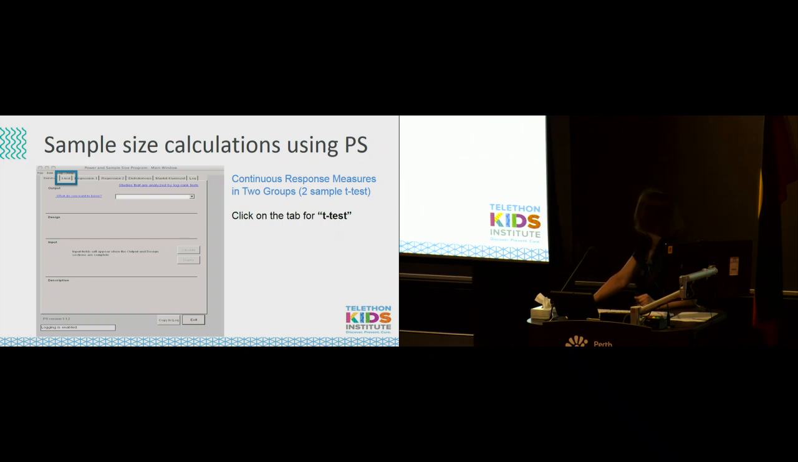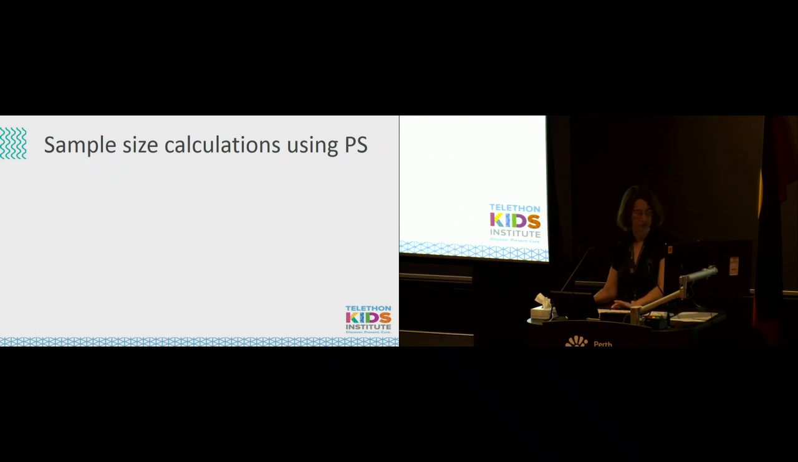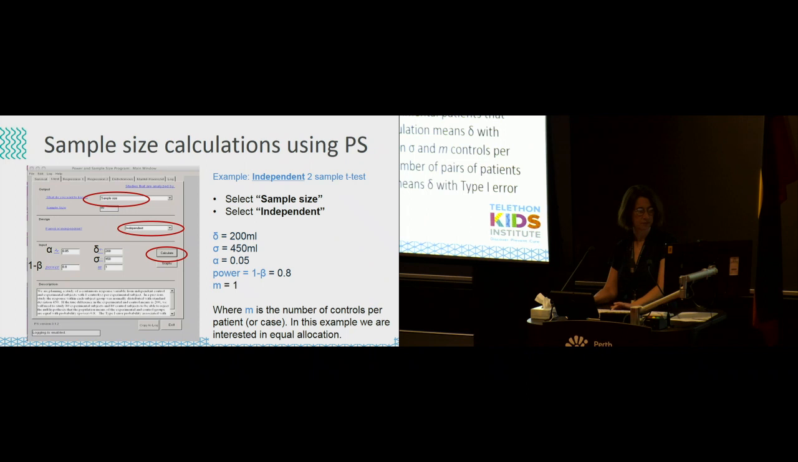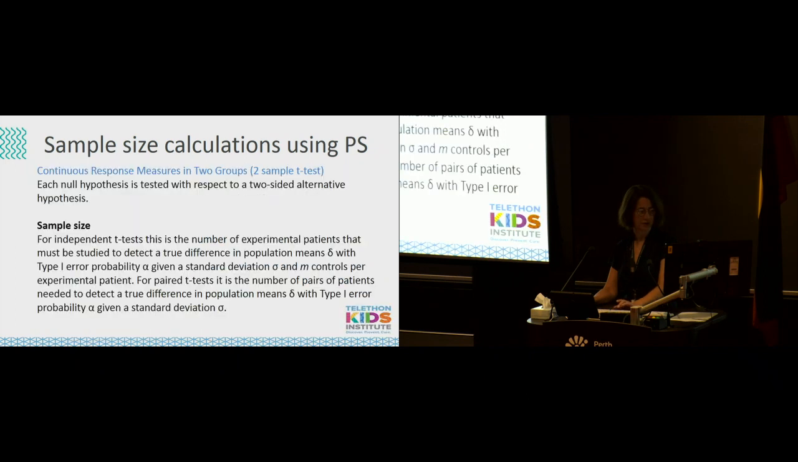So for example, if we want to look at continuous response and we want to do a two-sample t-test for the test of two means, we would just click on the t-test tab. Oops, sorry. And then it will produce some information just to remind you of exactly what you're planning to do. So this just automatically pops up in the package.